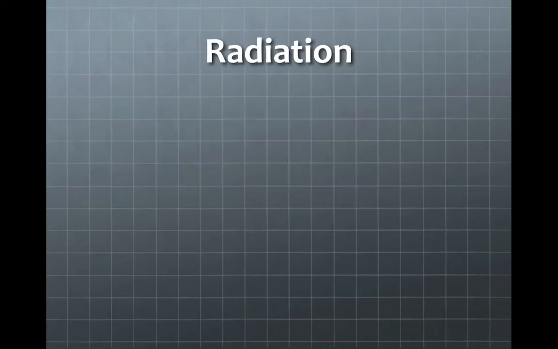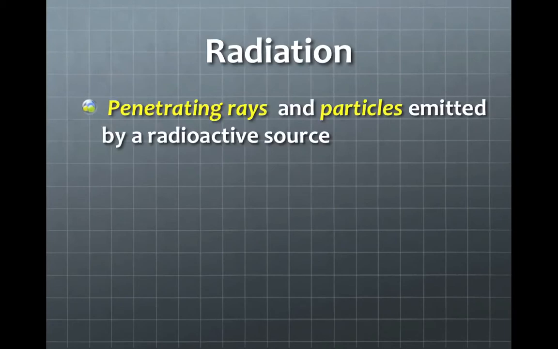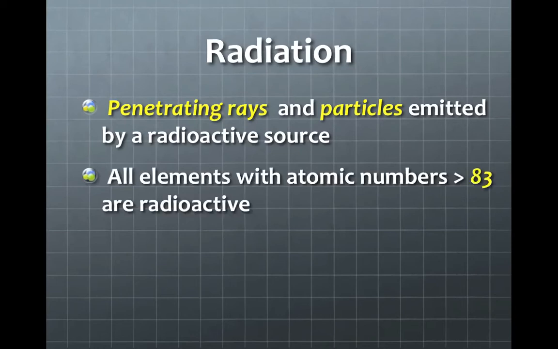Okay, so then what is radiation? If a radioisotope is a radioactive isotope, then what is radiation? Radiation is either a penetrating ray, which is like an energy or electromagnetic wave, or particles emitted by a radioactive source. So all elements with atomic numbers above 83 are radioactive.